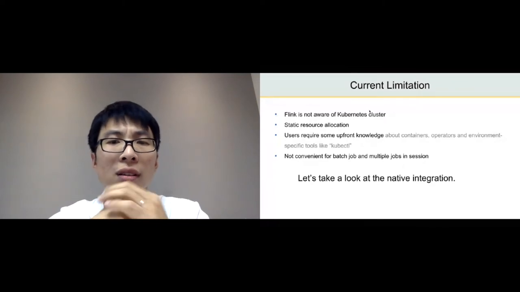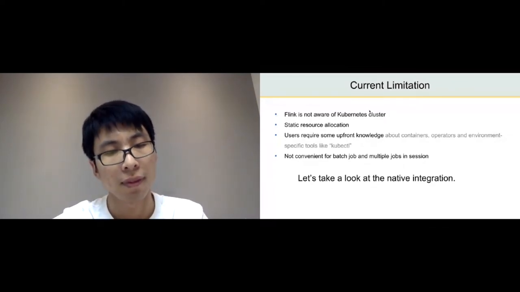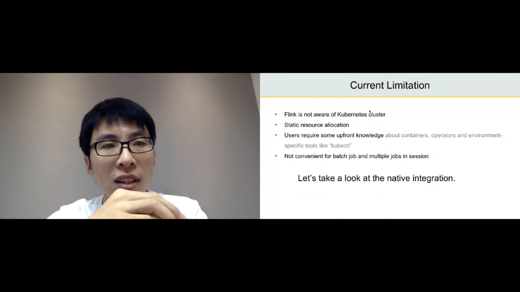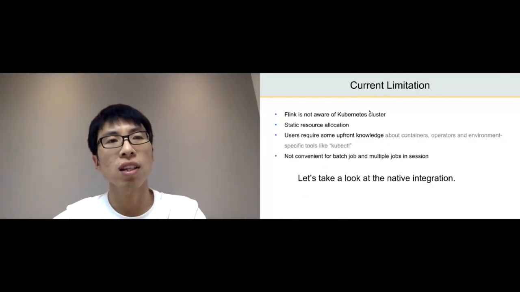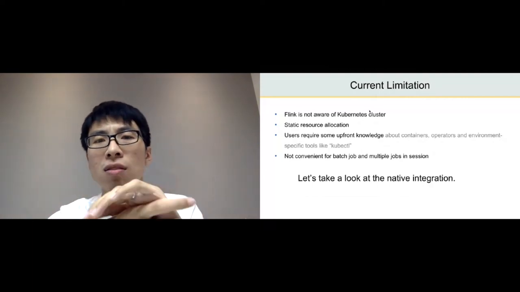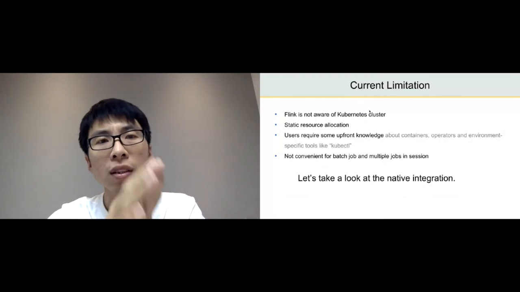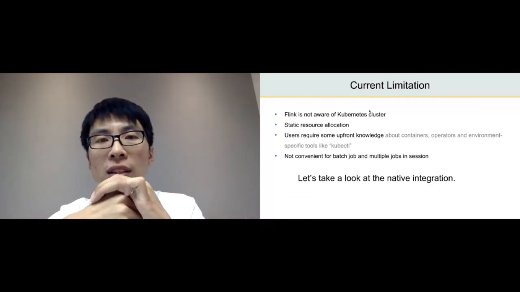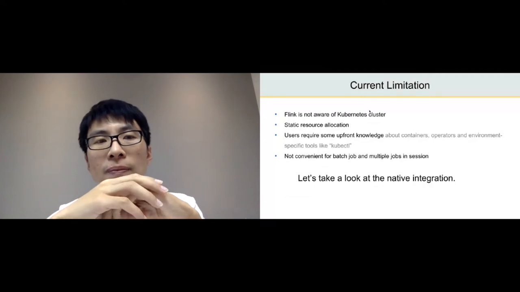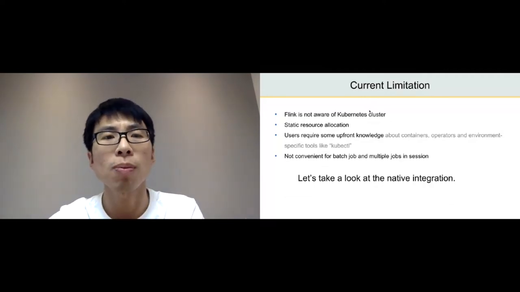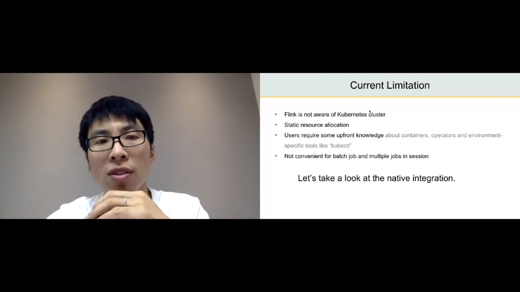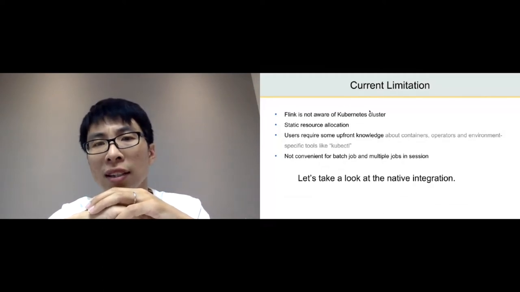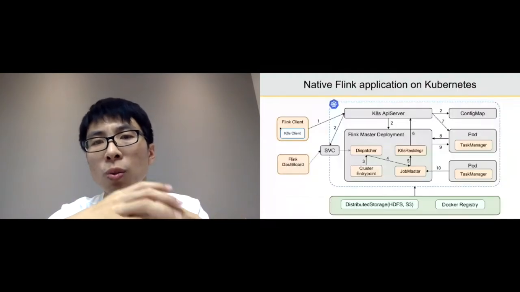So let's take a look at the native integration. What does native mean? I think here native means we have an embedded Kubernetes client in the Flink client and the job manager. So the Flink client could directly talk to the Kubernetes API server to tell it to create the job manager deployment. When the job manager deployment is launched, the user could submit the job through the exposed service. When the job is submitted, a job master is spawned, and it allocates resources from the Kubernetes resource manager.